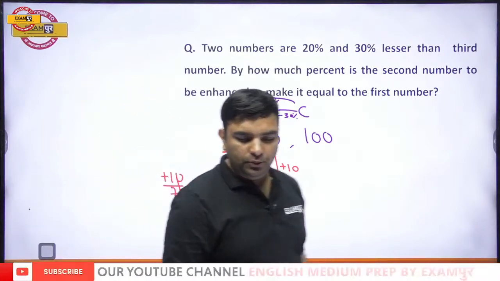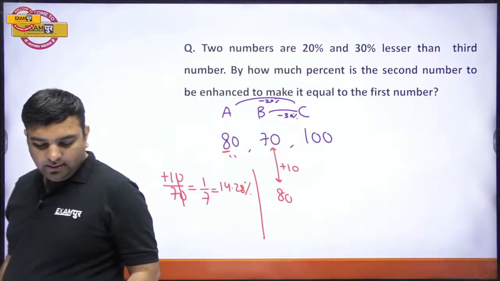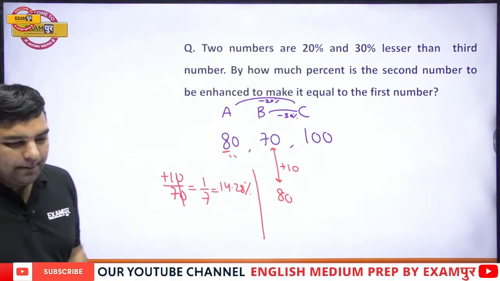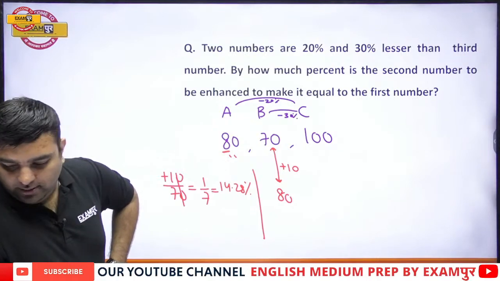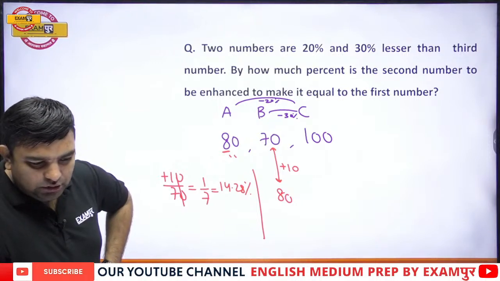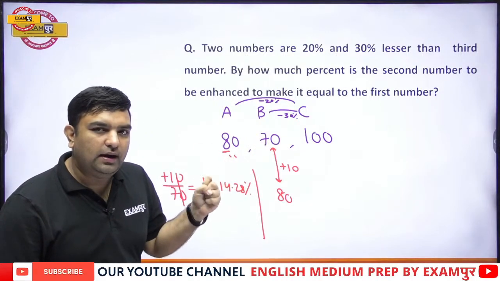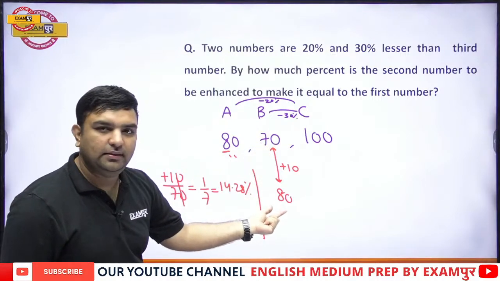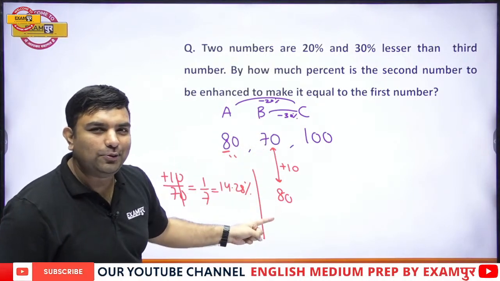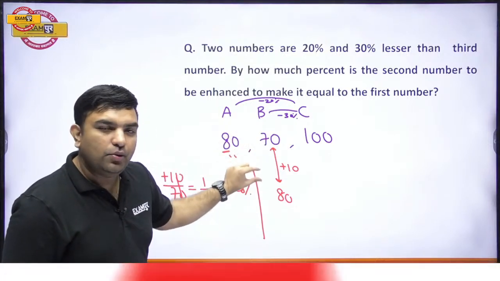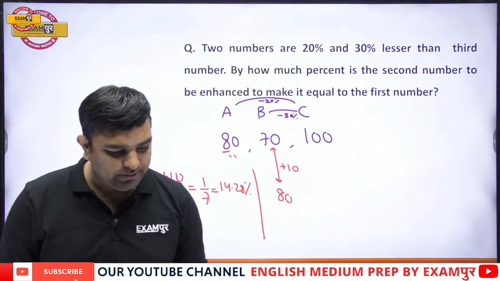Please do watch out and do let me know. Error happens over here. I'm just waiting, guys, if there would be any doubts whatsoever. Actually, you have to enhance the second number only, from 70 to 80. This A is only for the reference that you have to make it equal to A. So you have to change 70 to 80. So there is an increment of 10 over 70, 1 by 7, 14.28%. Clear?